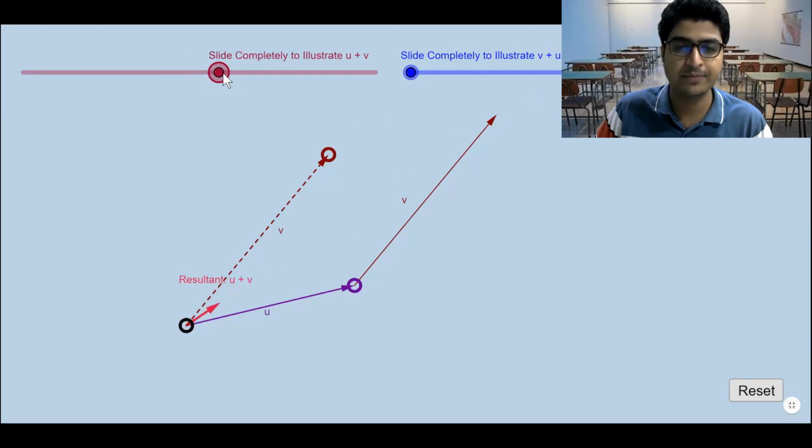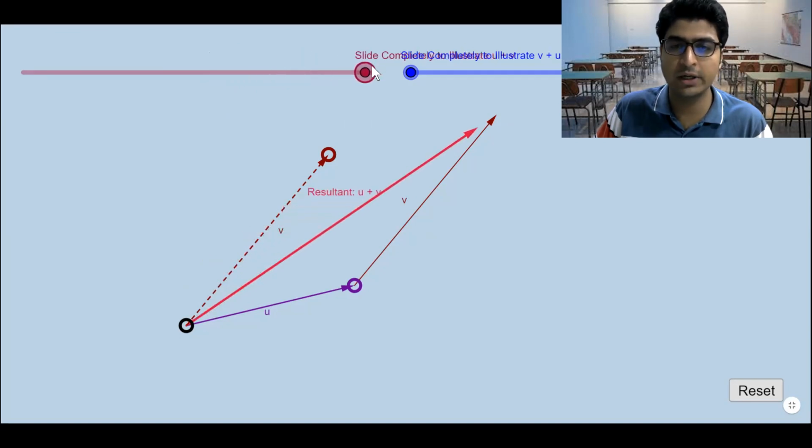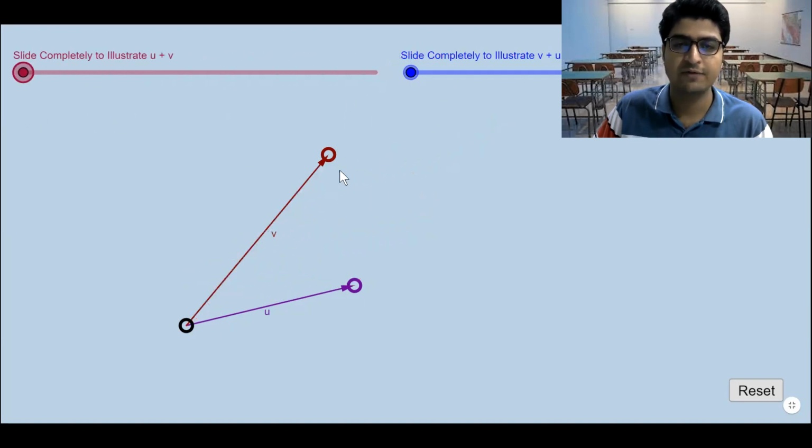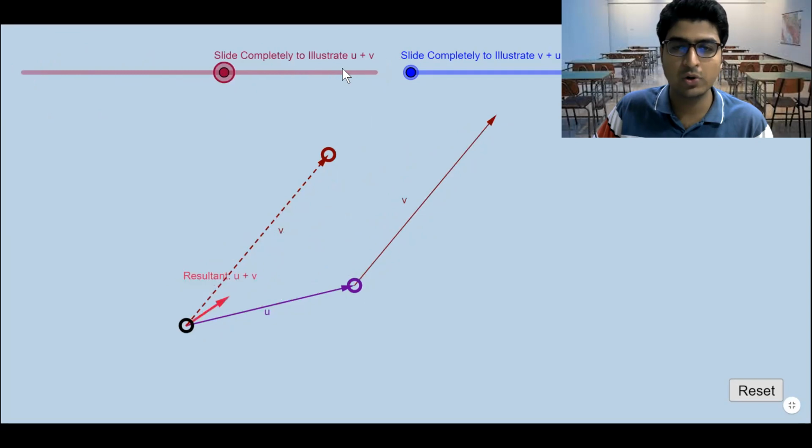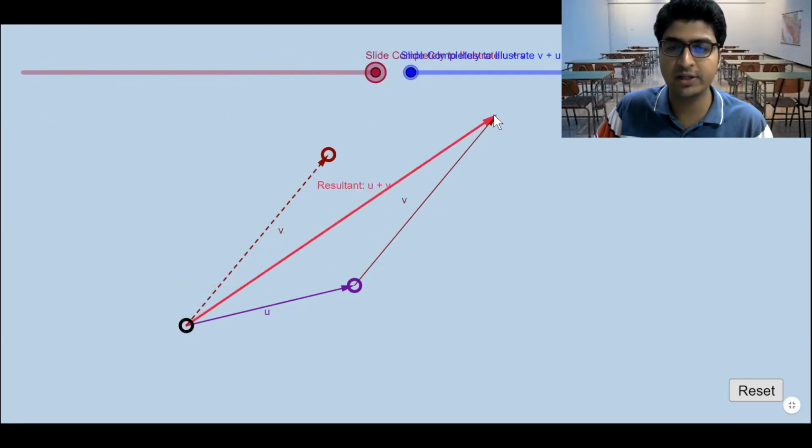Let's see that. This bold red colored vector is your resultant vector. This is the sum of two vectors. So for addition, you pick up one of the vectors and place it over the head of the other vector. We can do that with the other vector too. Notice that we have reached this point. This is the result. The resultant vector is from origin till this point.